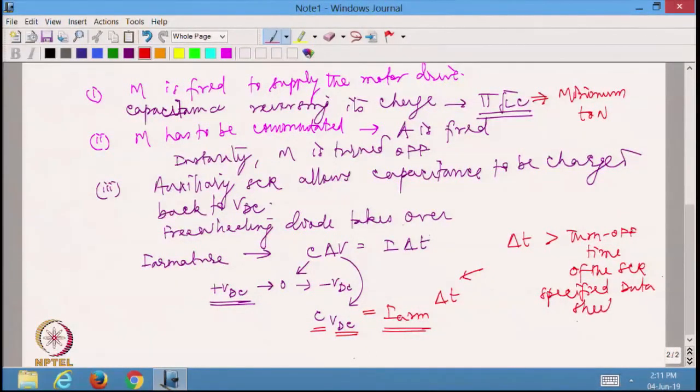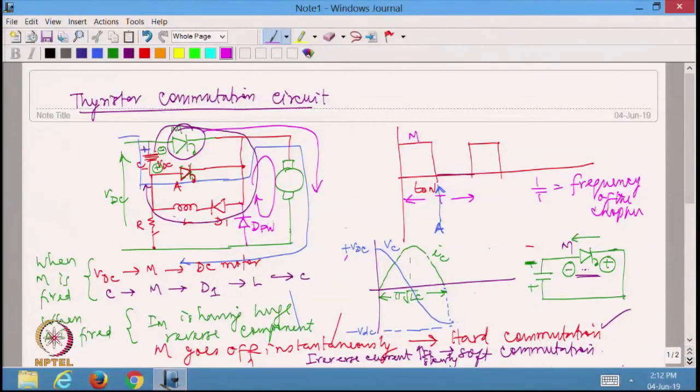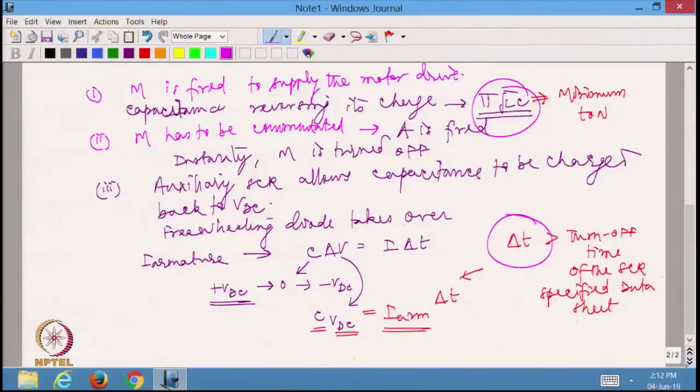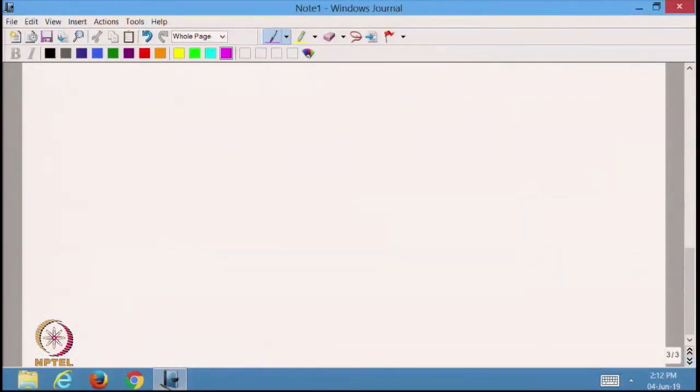So, you usually need two conditions. One condition has to be this delta t constraint, the other condition is the pi root LC constraint. These two together, you should be able to design this entire L, C and so on. Okay. So, this is a typical commutation circuit which is used for turning off an SCR.